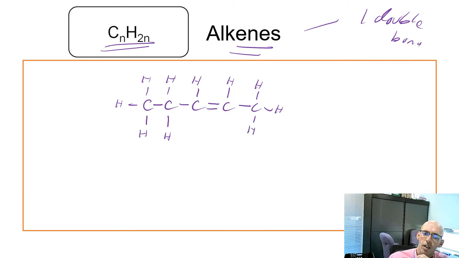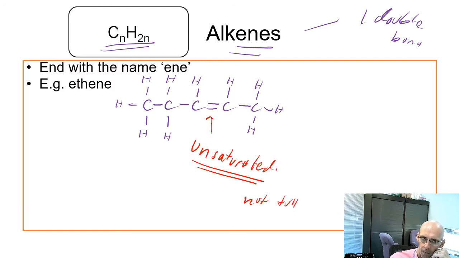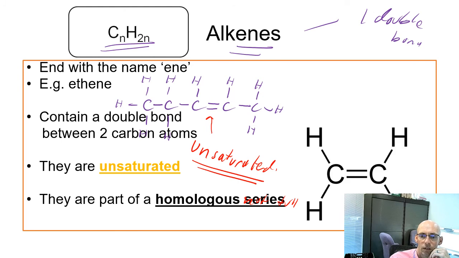Now, because it's got this double bond in it here, there is room to put more hydrogens on. So when we said alkanes were saturated, that means that this one is unsaturated. It is not full of hydrogens. They contain a double bond between 2 carbons. They are unsaturated. There's one. Double bond.